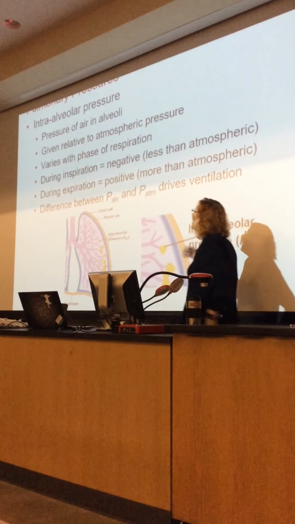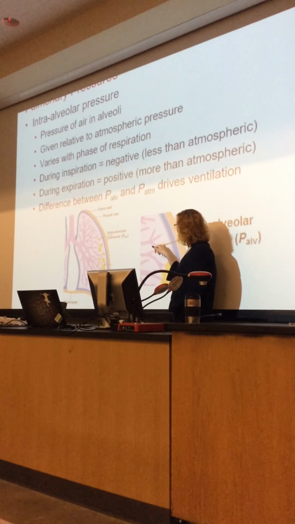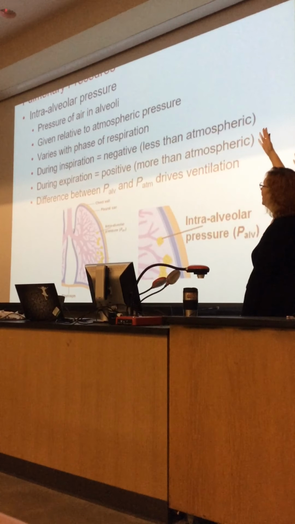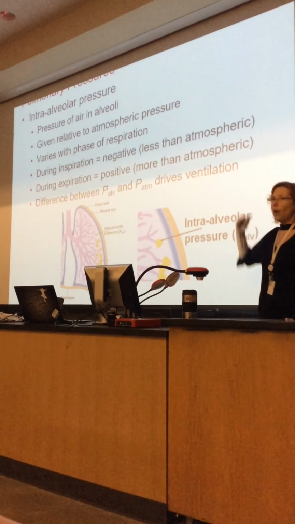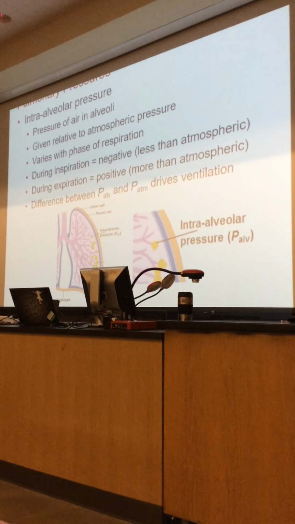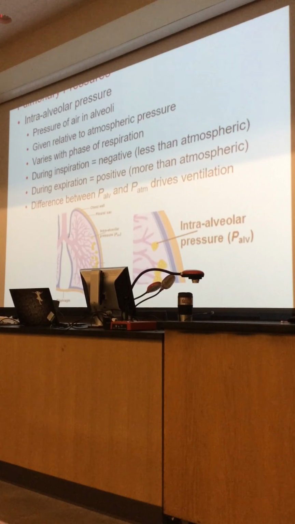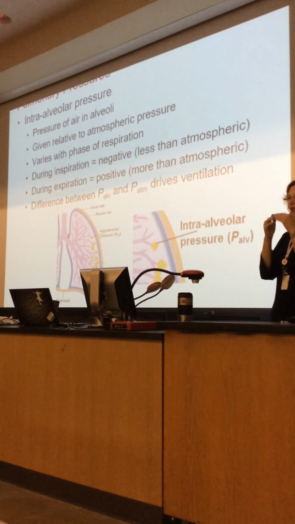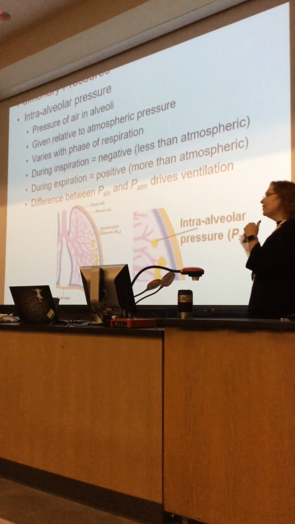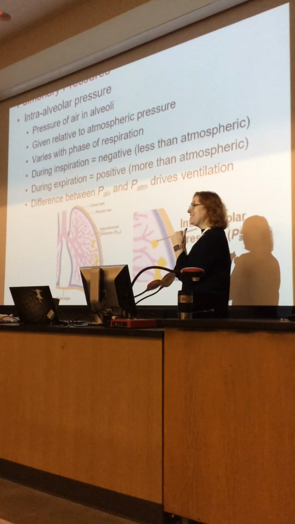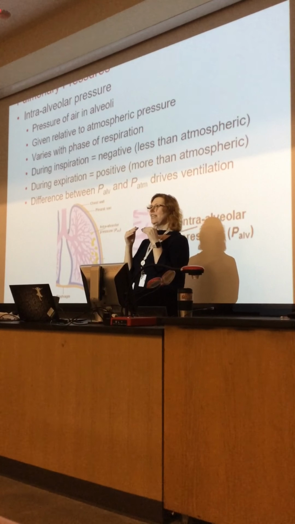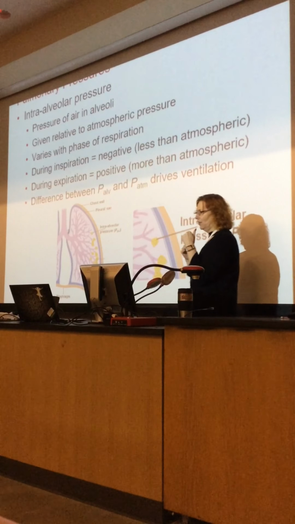So, the intra-alveolar pressure, that's the pressure inside each alveolus. Pressure of air inside the alveolus. It's again given relative to atmospheric pressure because atmospheric pressure stays the same. Okay, so it will be either less than atmospheric or greater than atmospheric. Okay, if it's greater than atmospheric, it's assigned a positive value. If it is less than atmospheric, it is assigned a negative value.